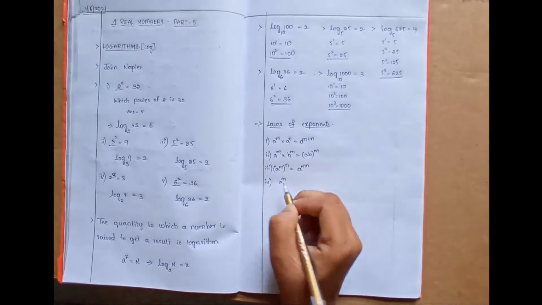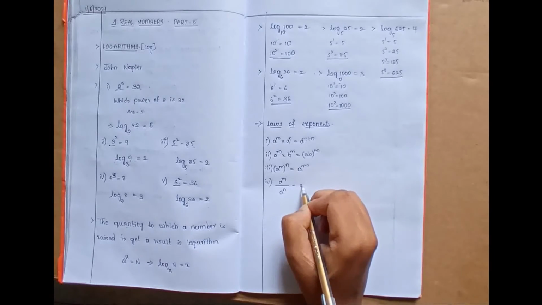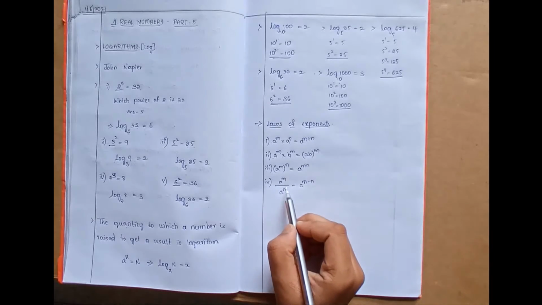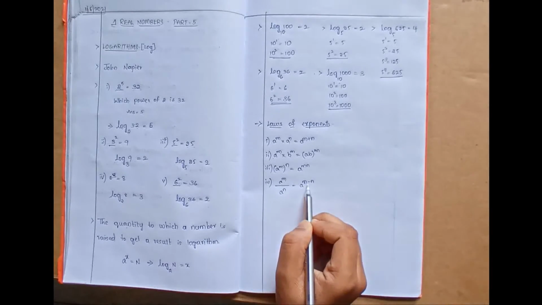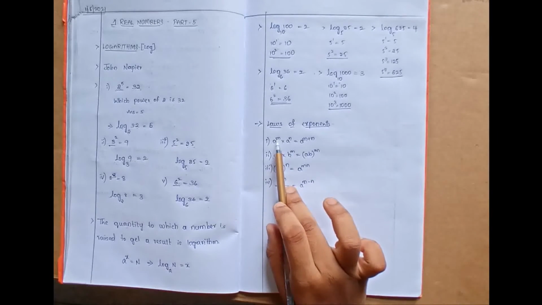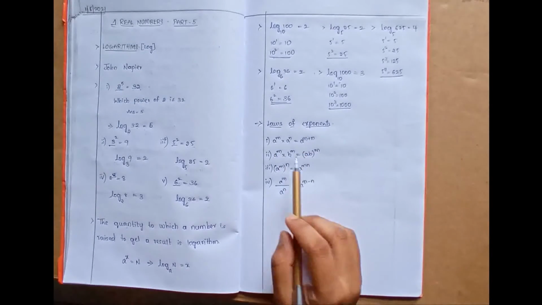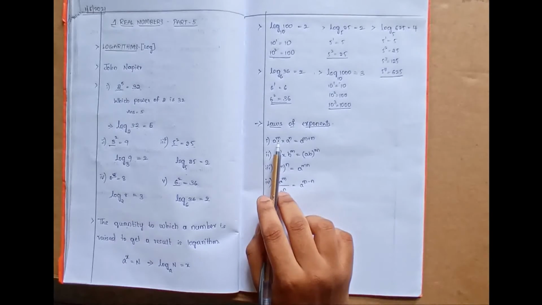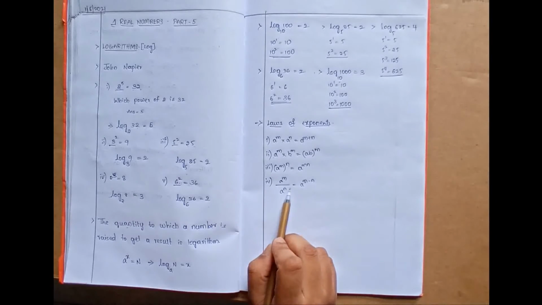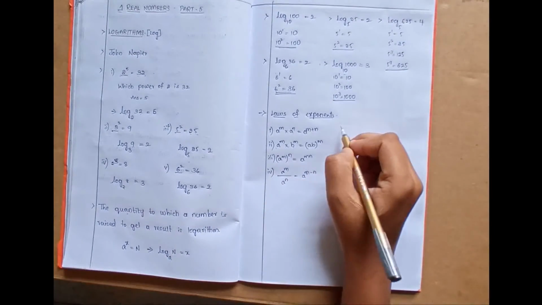What is it? Division: a power m by a power n is equal to a power m minus n. In division, when the bases are same and exponents are different, then they are subtracted. In multiplication, when the bases are same but the exponents are different, then they are added. Okay, remember that. Okay, let's take another.